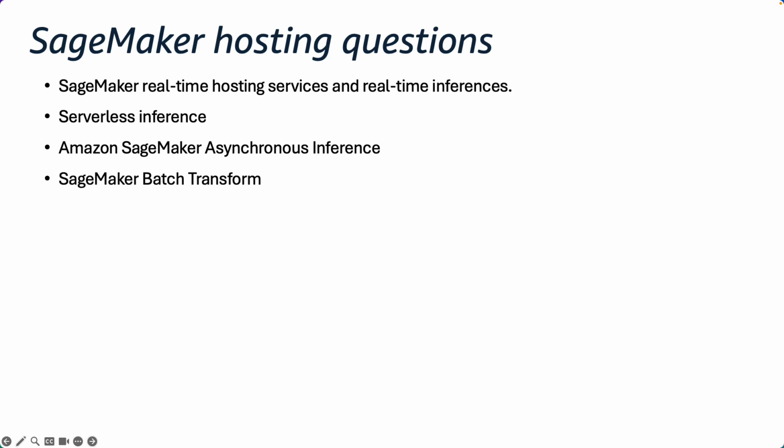What if you have workloads that have idle periods between traffic spurts and can tolerate cold starts? What would you use? Serverless inference. And what if your requests have large payload sizes up to 1 GB, long processing times, and near real-time latency requirements? What would you use? Amazon SageMaker asynchronous inference. SageMaker also provides features to manage resources and optimize inference performance when deploying machine learning models.